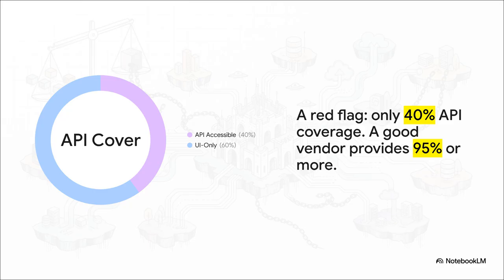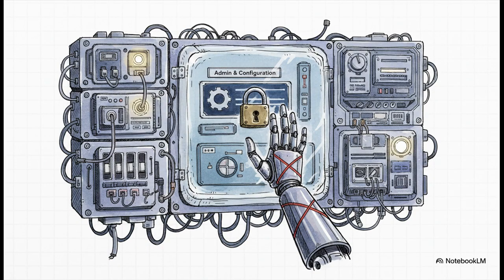Only 40% is available through the API, which means a whopping 60% of the system's functions can only be controlled through their proprietary user interface. That is a classic lock-in tactic. And the biggest red flag of all? It's when you find out that critical administrative or configuration tasks are part of that UI-only slice. I mean, if you can't programmatically manage users, or change settings, or do core admin duties, you're fundamentally chained to that vendor's tools, and your ability to automate anything important is just crippled.